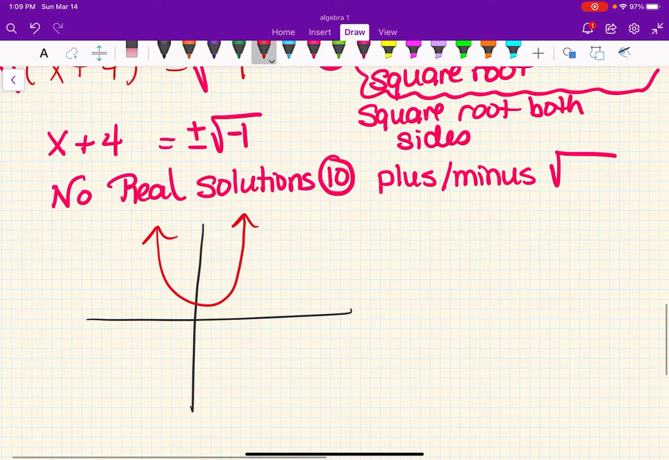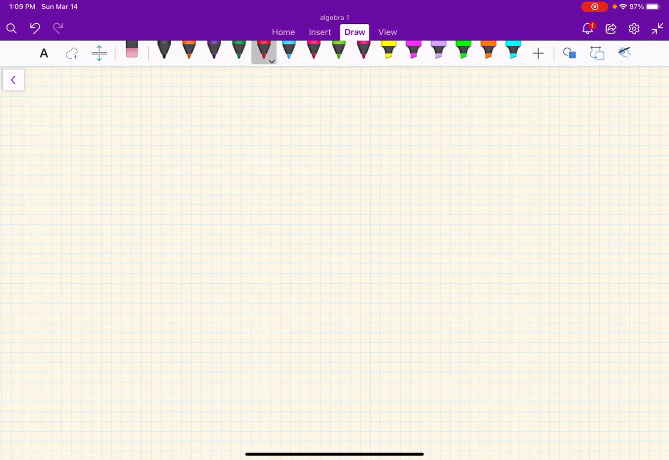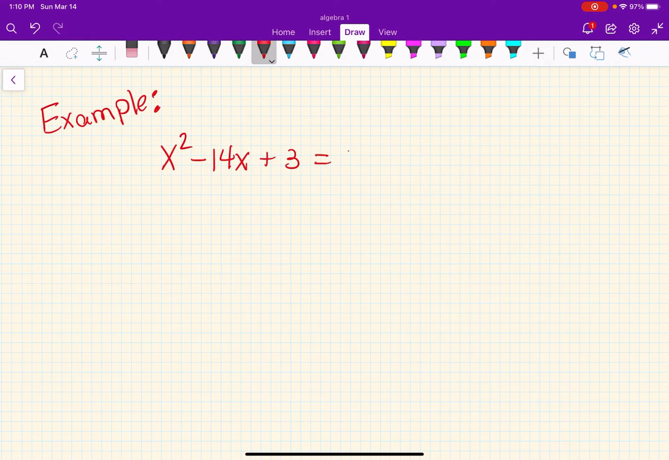So let's do another example. This one we'll work all the way to the end, and I'll work it all the way out with you. Okay, so x squared minus 14x plus 3. This is not a perfect square. 3 is not a perfect square. This is not going to work. So we have to force this polynomial to become a perfect square polynomial.